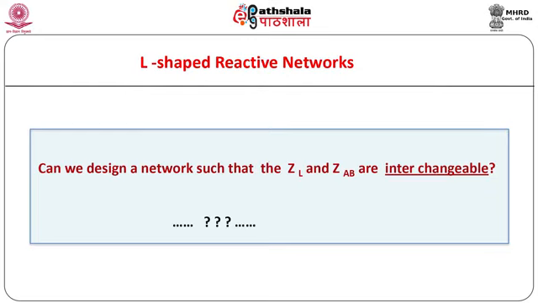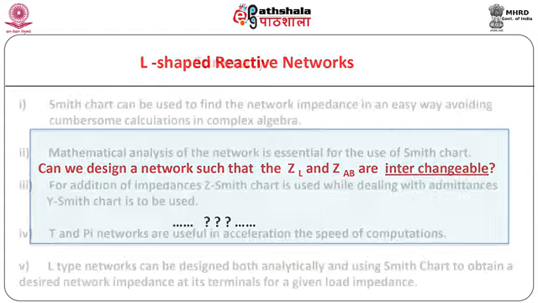It may be noted that we have seen how to find Z1 and Z2 so that we will get the desired ZAB for a given load impedance ZL. The question is, can we design a network such that ZL and ZAB are interchangeable? To answer this question, we should know something more. Let us discuss it in the next module. For the time being, let us stop here.